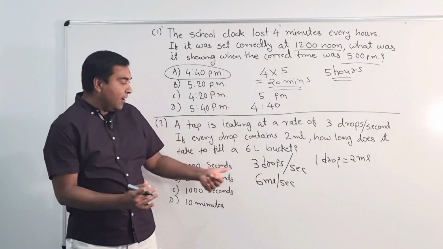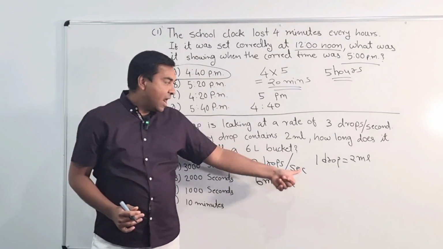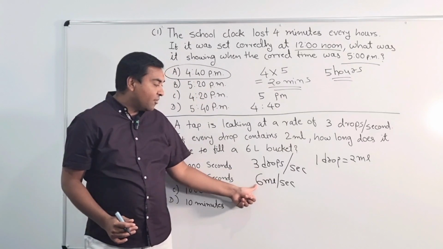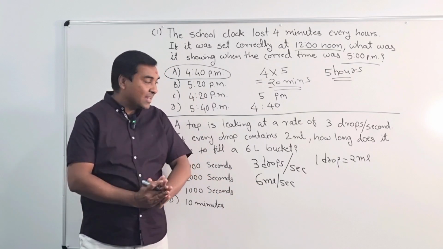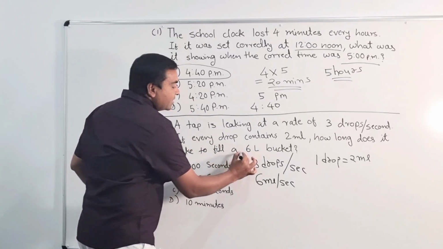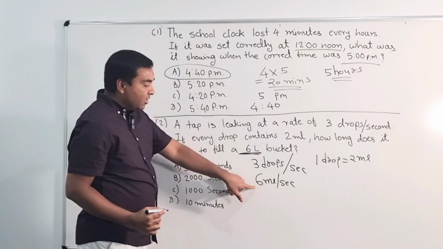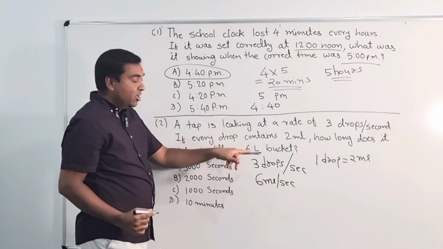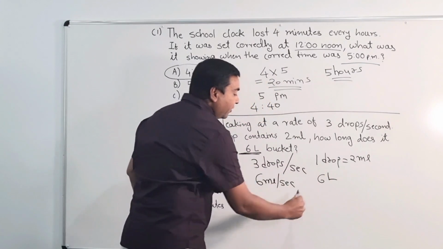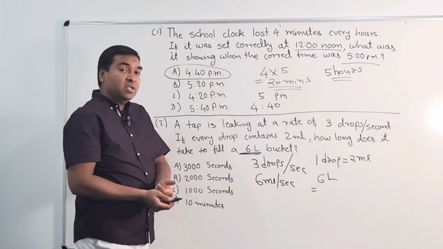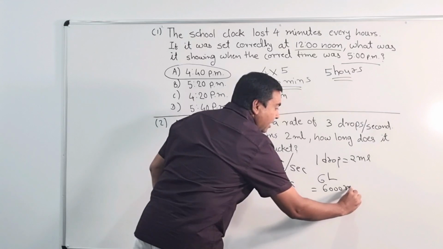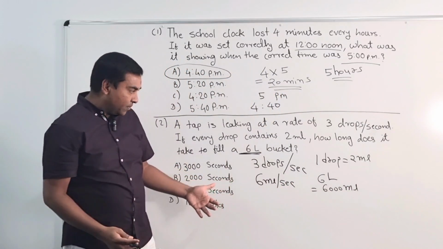Is it making good sense, guys? Yeah, 3 drops every second, and 1 drop is 2 milliliter, so 3 times 2, 6 milliliter of water is leaking every second. Now, how big a bucket do we want to fill? 6 liter. Now I can't compare 6 liter because that's in liter and this is in milliliter. So I'm going to change that 6 liter into milliliter. I can multiply by 1000, which will be 6,000 milliliter.